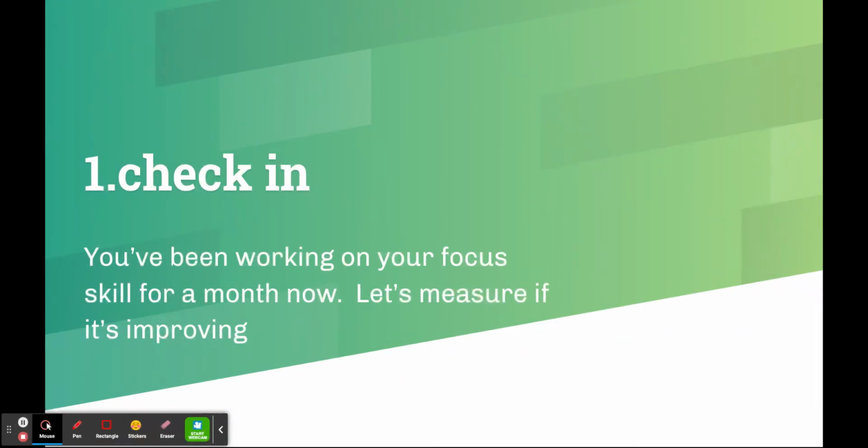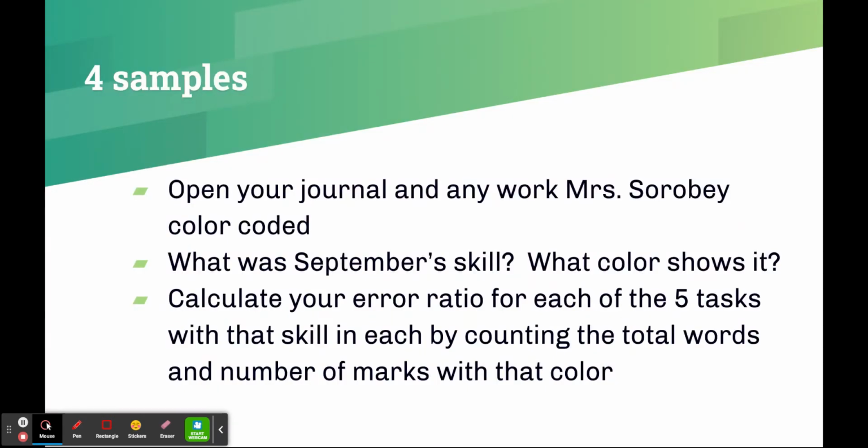Second, on your journal, so you should have your journal document for EAL also open. Open that up, look at page 2, and check out my color code. What color represents that error? So if it was words to avoid, it's this bright blue color. Green is for verb tense, orange prepositions. Know your skill, know your color. Once you've got that, let's move on.